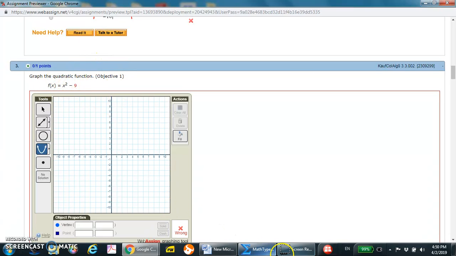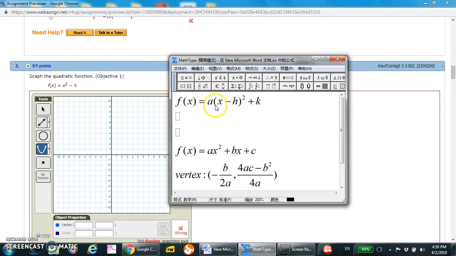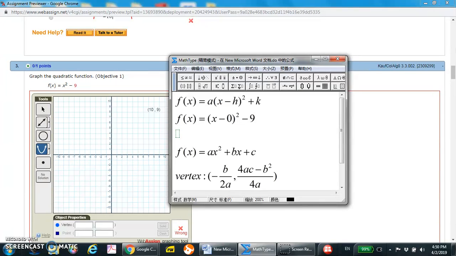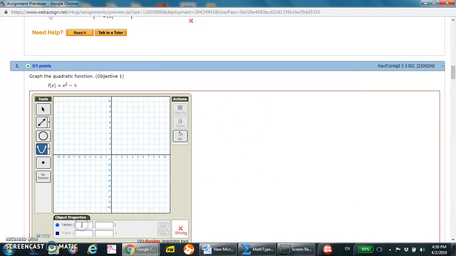Now, you can see the function right now is written in the standard form. So the function is x squared. So x squared we can write as x minus 0 squared and minus 9. So from this function, we can tell that the vertex is 0 and negative 9, right? So h is 0 and k is negative 9. So go ahead and type 0 and negative 9 here. Now, when you move your mouse, you can see you will form a parabola. But right now the parabola is not determined because you will need a second point.